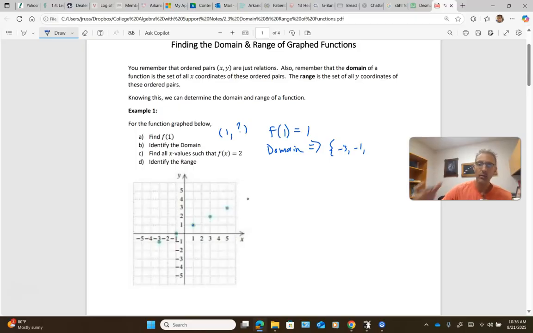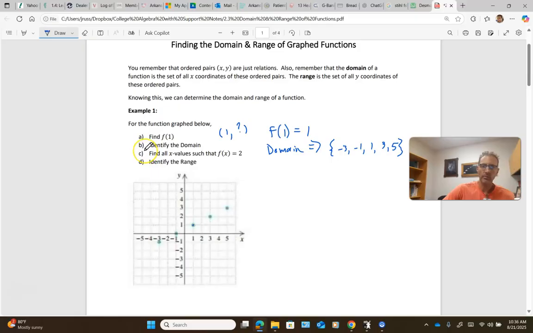Okay? If there were infinitely many numbers, we wouldn't list them. There would be another notation that we would use, because it would be impossible to list an infinite number of numbers. Okay, let's see, 3 and then 5. So this set of 5 numbers right here is the domain. It's basically the inputs to whatever this function is.